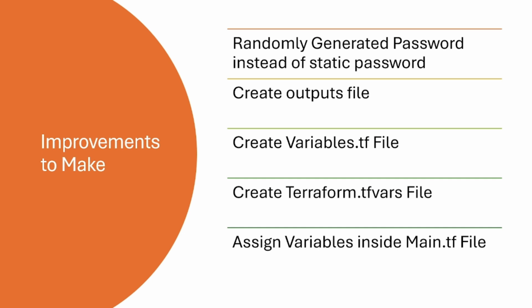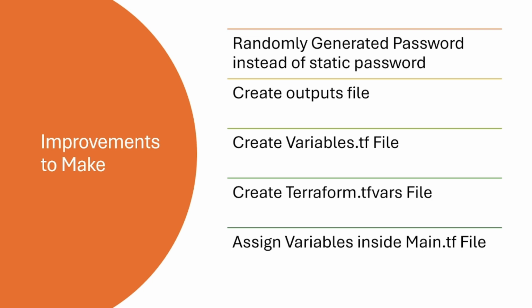we had previously set. We're going to create an outputs file, which will just output some values to the console that we think will be useful, for instance, public IP. We're going to create a variables file. This is where we describe the inputs Terraform expects.